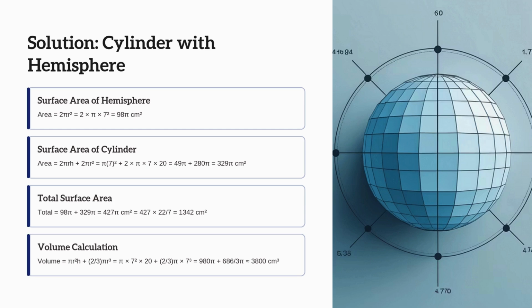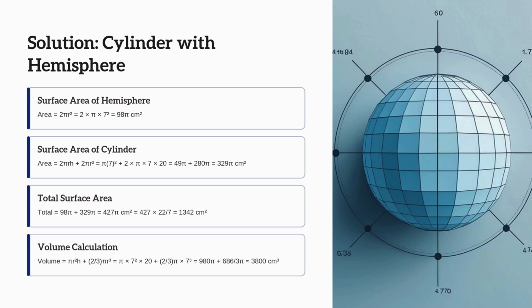Step 2. Surface area of the cylinder. The formula for the total surface area of a closed cylinder is area equals 2 pi rh plus 2 pi r squared. This includes the curved surface and both circular ends. But in this solid, the top circle is replaced by a hemisphere, so we only include one circular base at the bottom. Therefore, surface area equals pi r squared plus 2 pi rh. This is adjusted to exclude the top disk.